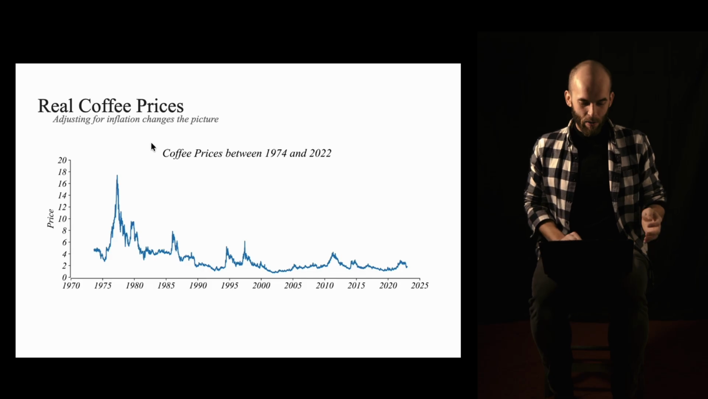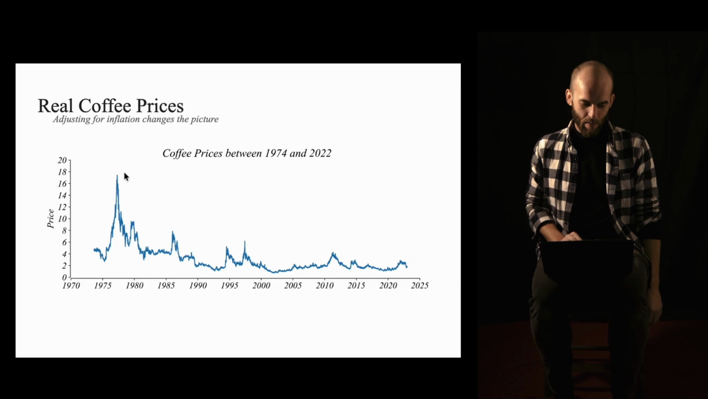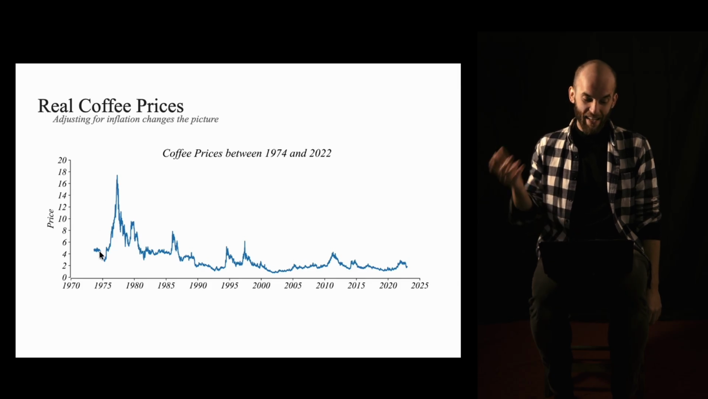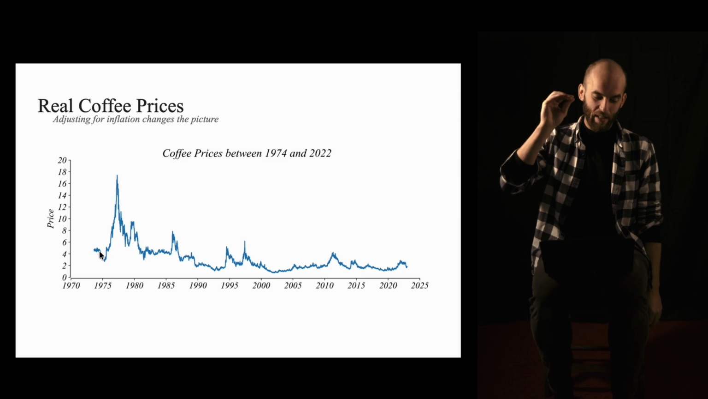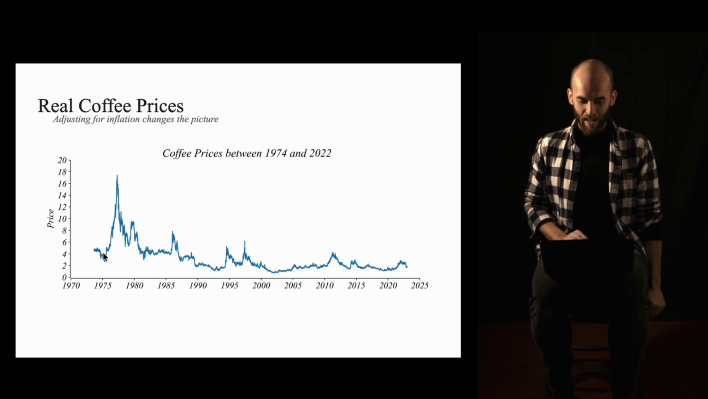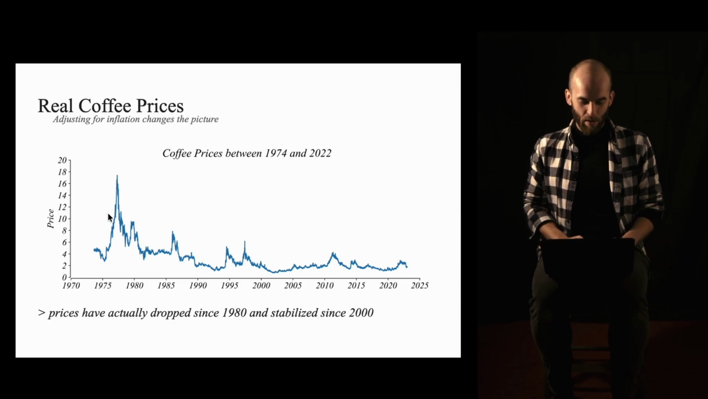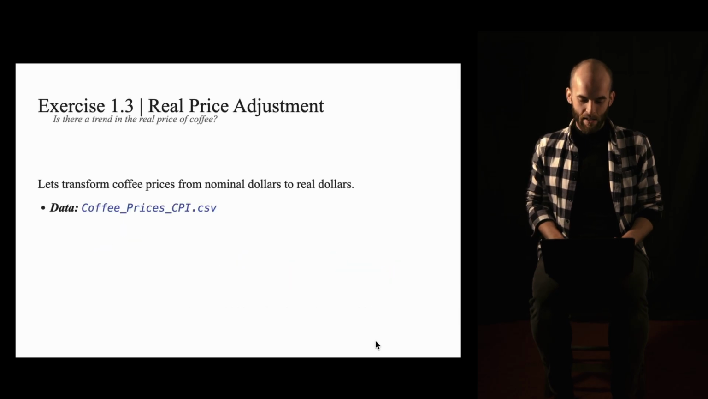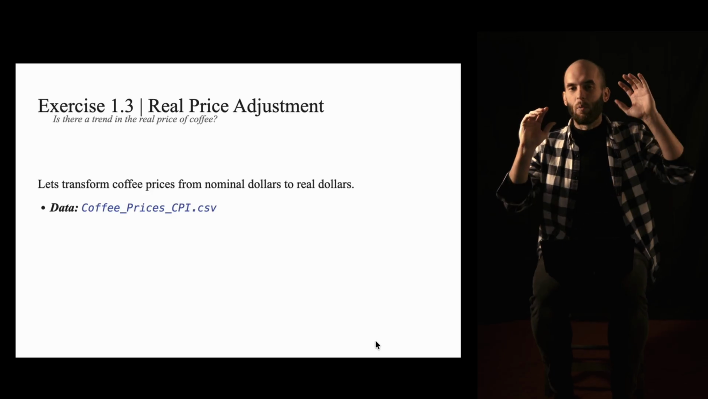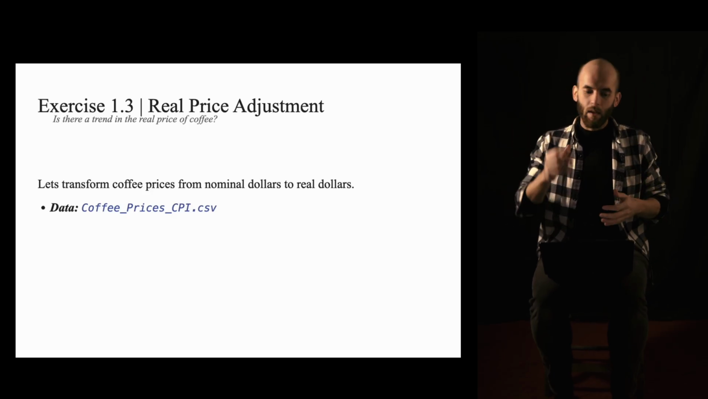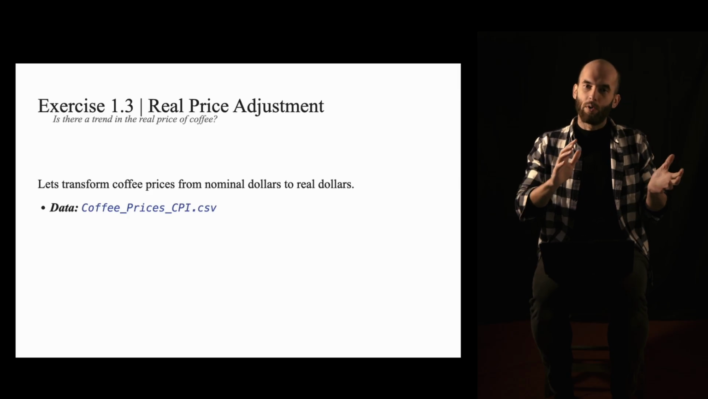Okay, so here you can see after we've done the price adjustment, the inflation adjustment, the price in the 1970s was actually much higher than it is today. And this was not obvious before we did the price comparison. So the trend generally after roughly 1980 is a slow decline in the price. And then after about 2000, prices seem to stabilize. And we're actually going to do this price adjustment in exercise 1.3, which we'll do next.